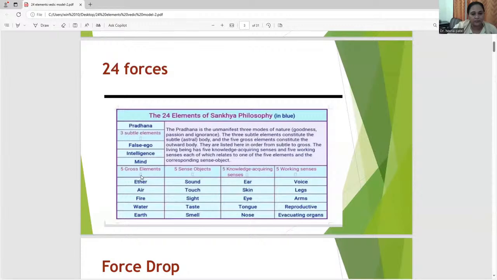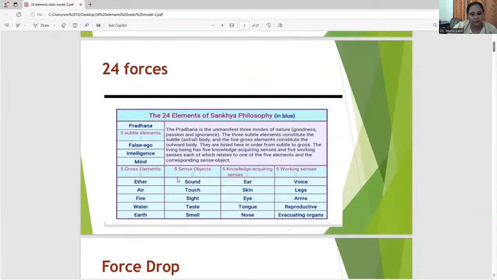Now let's understand the gross elements. We understand gross elements because we can see them with the physical eyes. We can experience earth by touching it: earth, water, fire, air, and ether. These are the gross elements. We can experience these forces as physical elements.